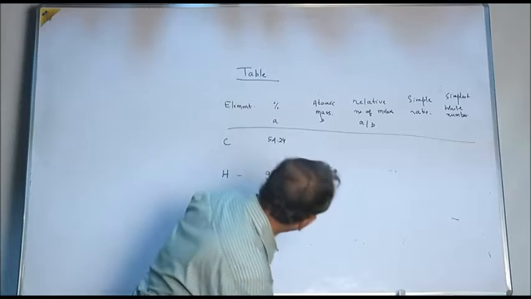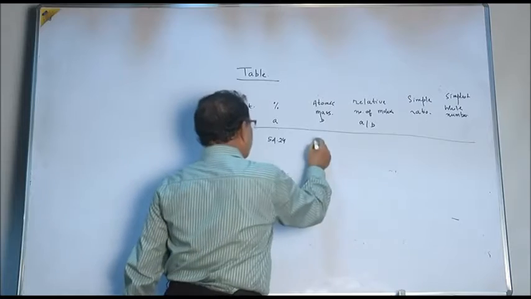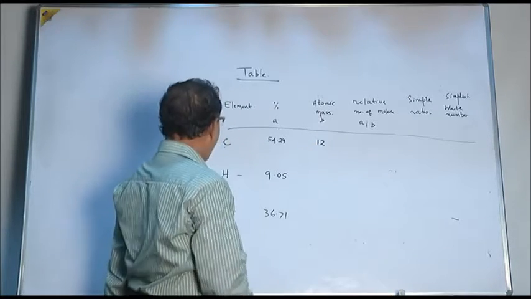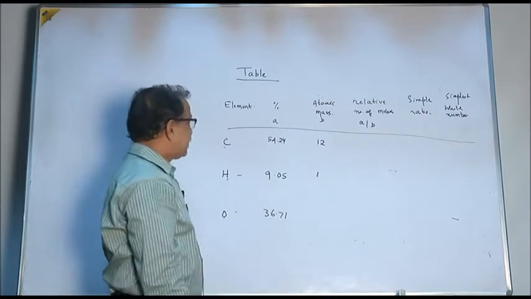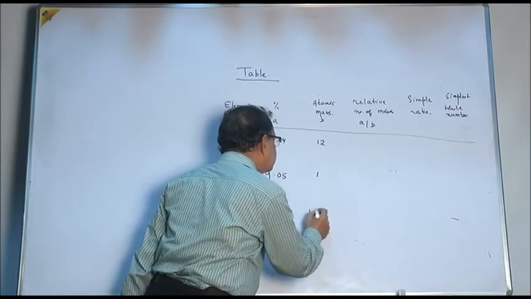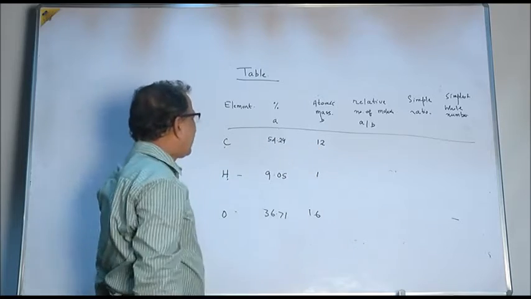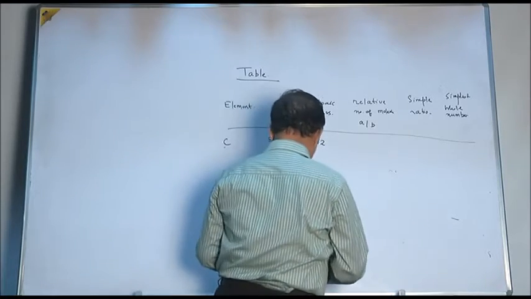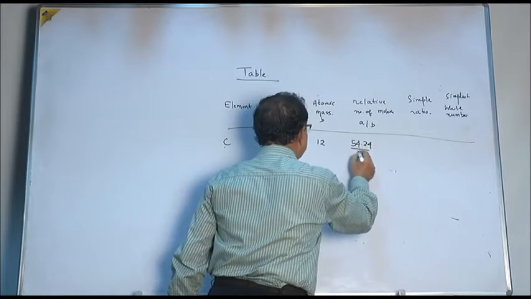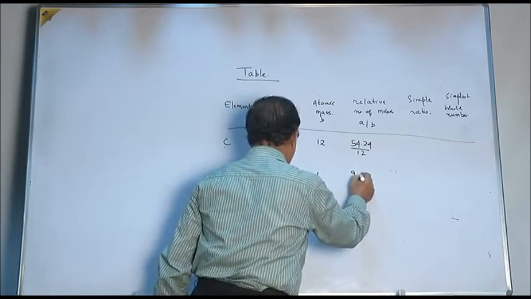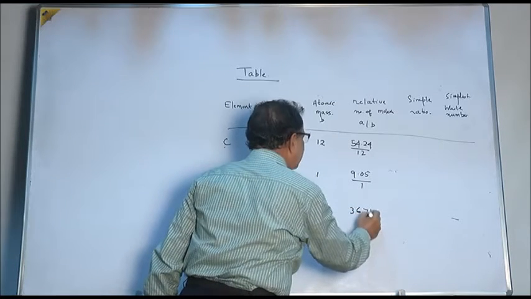So the atomic mass: the atomic mass of carbon is 12, hydrogen is 1, and oxygen is 16. Then this is A, the percentage, and B, the atomic mass. Divide A by B: 54.24 by 12, 9.05 by 1, and 36.71 by 16.